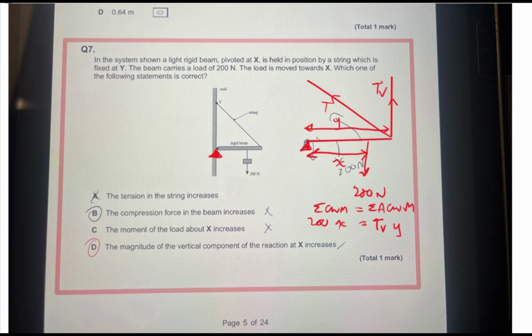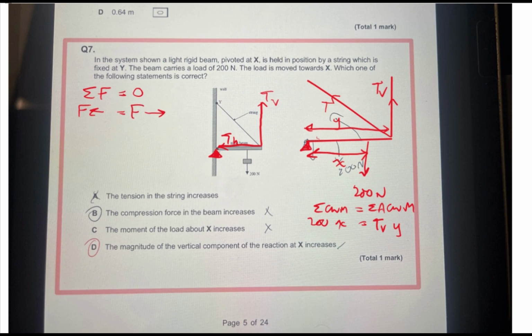And what we also know, if you think of the tension, it's got a component here, TV, and it's got a component here, and let's call that TH. Now, in equilibrium, the resultant force is zero in the vertical and the horizontal. So vertically, we need something to balance out the weight with the tension in the string. But also, if you think horizontally, resultant force is zero. Forces to the left equal forces to the right.